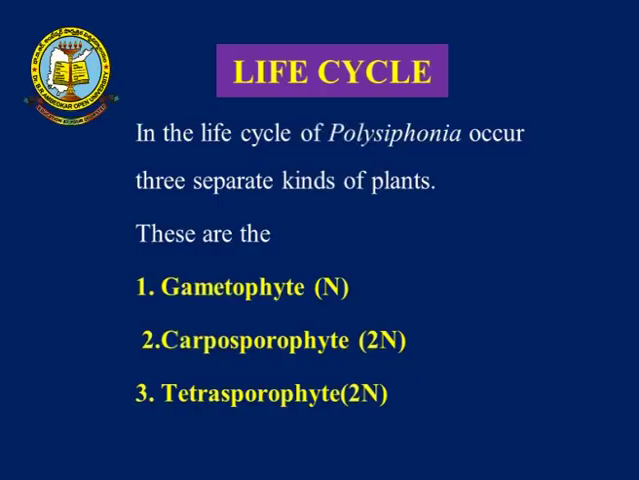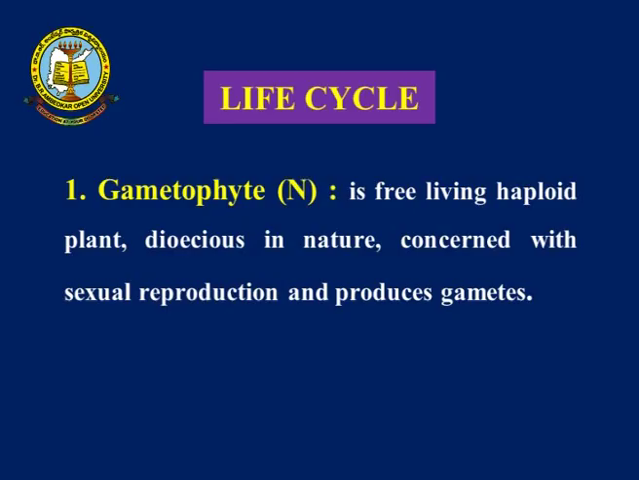If you take the life cycle, clearly three stages are there. One is the gametophytic stage, haploid. Second, the carposporophyte stage, diploid. And again, the tetrasporophyte stage, diploid. This life cycle is called a diplobiontic life cycle because the diploid stage occurs two times: one is carposporophyte, second is tetrasporophyte. First, let us see the gametophytic stage. In the gametophytic stage, the Polysiphonia plant body itself is gametophytic.